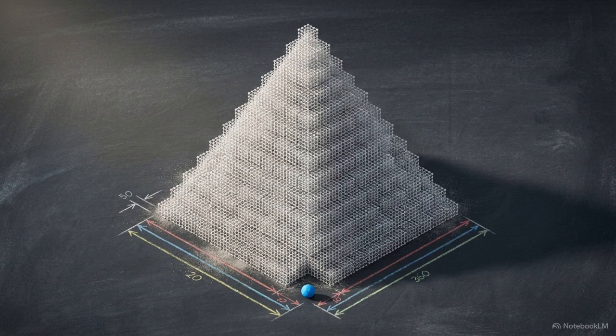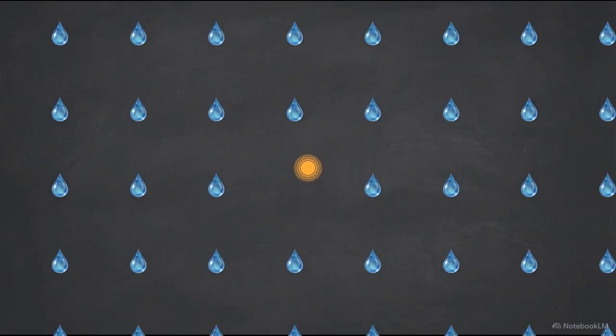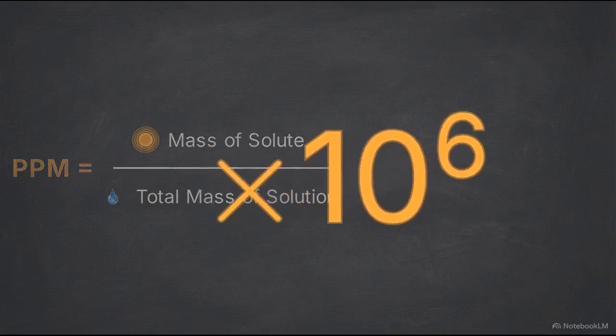At the extreme opposite end of the scale, we encounter solutions where the solute is practically negligible, yet chemically active. To measure these trace amounts, we rely on parts per million, or ppm. ppm is derived by dividing the mass of the solute by the total mass of the solution and multiplying that result by a factor of 1 million.